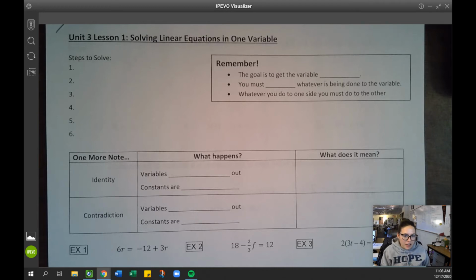Hello, everybody. We are starting Unit 3, and the first couple lessons start off with some material that, for the most part, you should have seen before. There might be a couple things that maybe it's been a while or you don't quite remember, but it's solving equations. And we spend a lot of time in Algebra 1 solving equations, and you solve equations now in Algebra 2.